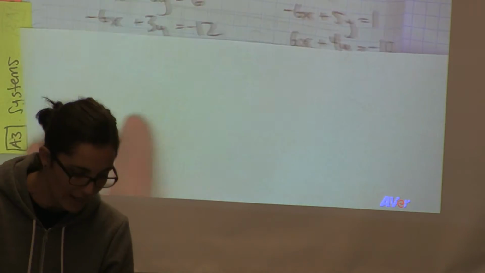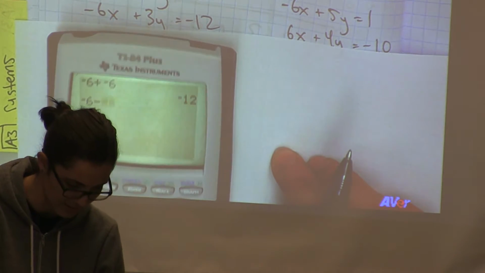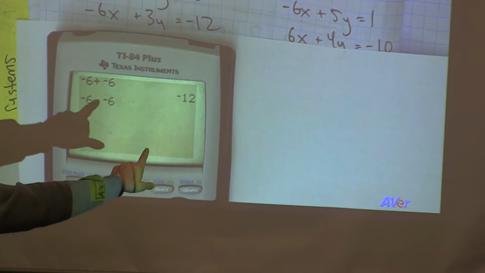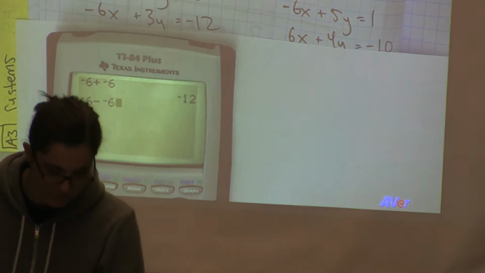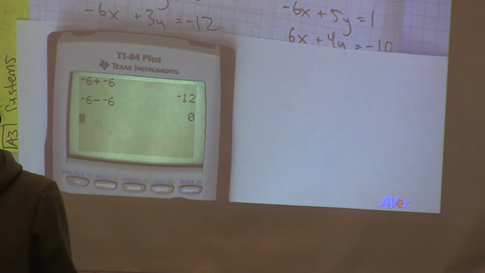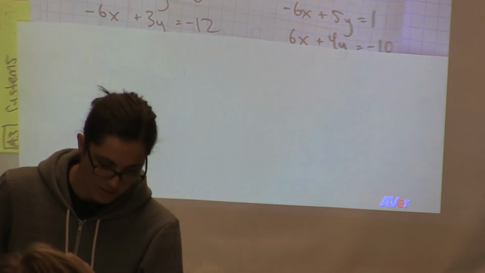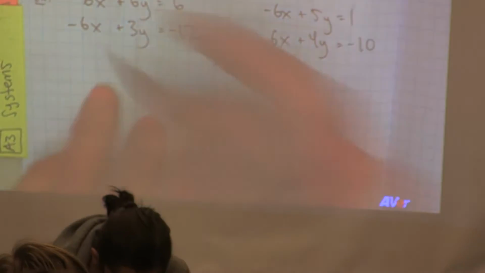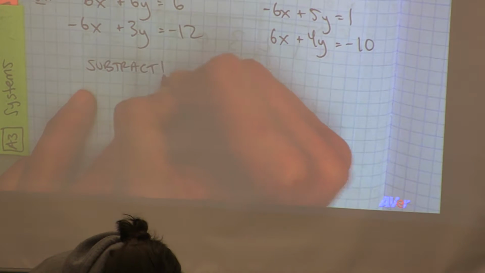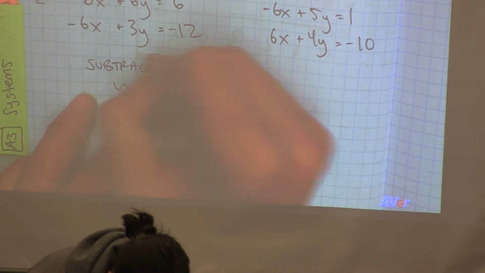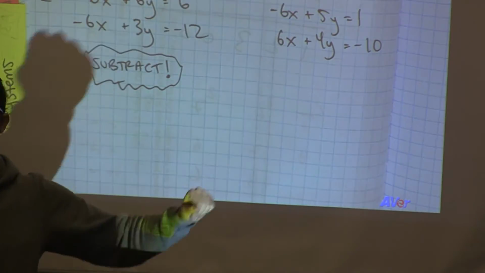If I subtract them, negative 6 minus negative 6, right? Negative 6, big minus, little negative. I get that 0 that we're going for. Okay, so yeah, right? This one, I subtract. What do I do over here? Add.